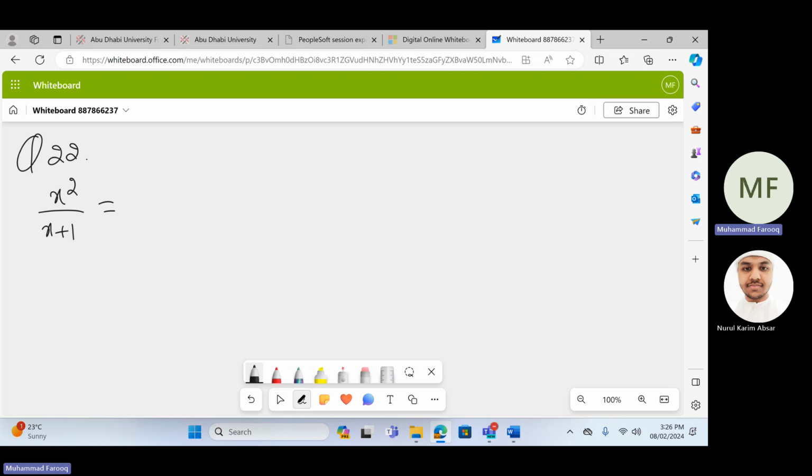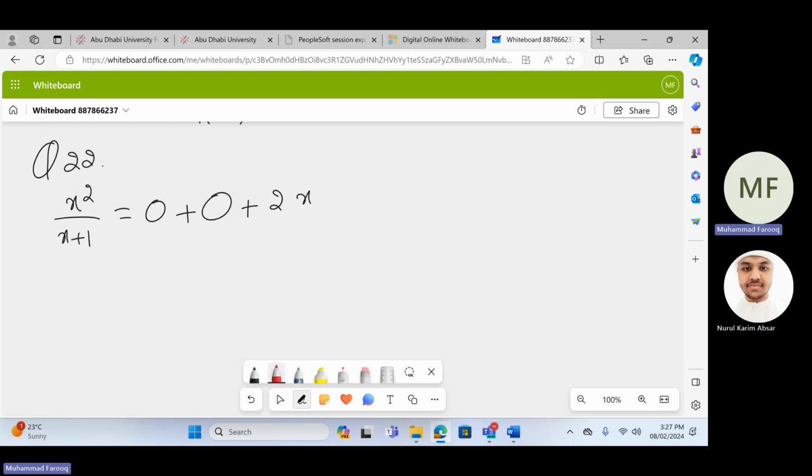f of 0, so it is 0. Very good. Plus first derivative, 0. So my first two terms are 0. Now plus my second derivative, 2 times x minus 0. No need for this. So x power 2 over 2 factorial. Very nice.